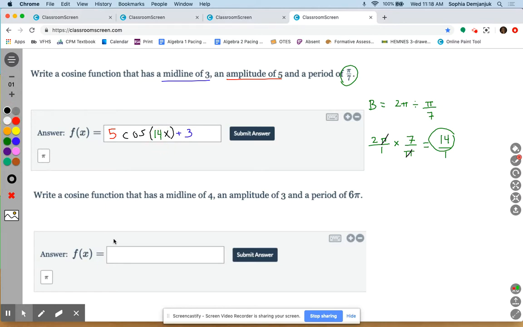And then my last example, I have cosine. I have a midline of 4, so plus 4 on the end. I have an amplitude of 3, so 3 goes out in front of cosine. And I have a period of 6 pi, so I'm going to solve for b by doing 2 pi divided by 6 pi. I have pi on top and bottom. 2 over 6, they're both divisible by 2, so I get 1 over 3. 1/3 right there.